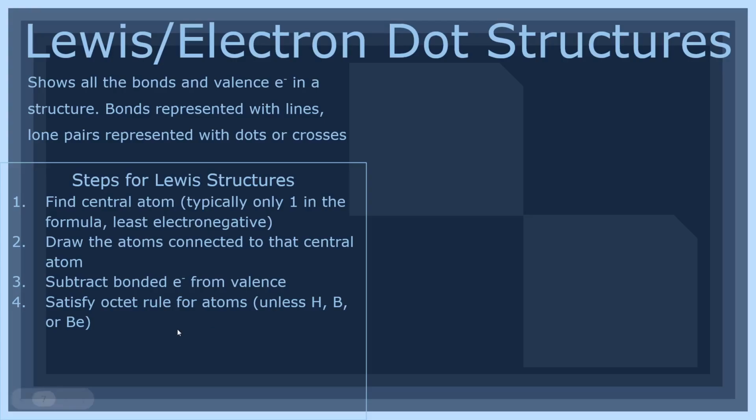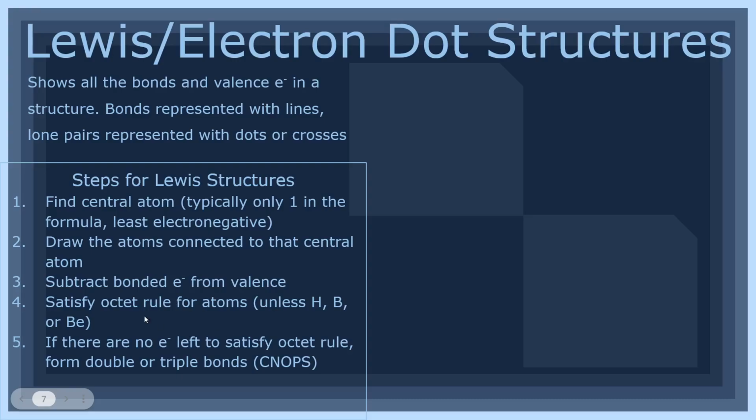And once you have that, you use the leftover electrons to satisfy the octet rule for atoms, unless it's hydrogen, boron, or beryllium, because those are the exceptions to the octet rule that we know of right now. And if there are no electrons left to satisfy the octet rule, you can form double or triple bonds through CNOPs, or with only CNOPs elements. If you are drawing an ion, make sure to put it in brackets with the charge in the top right.